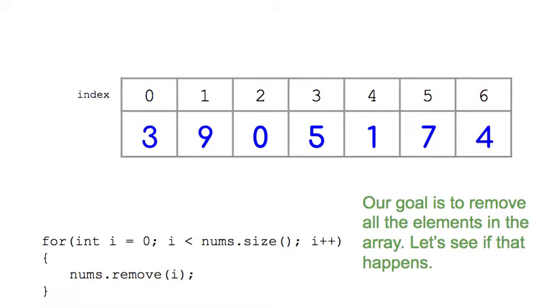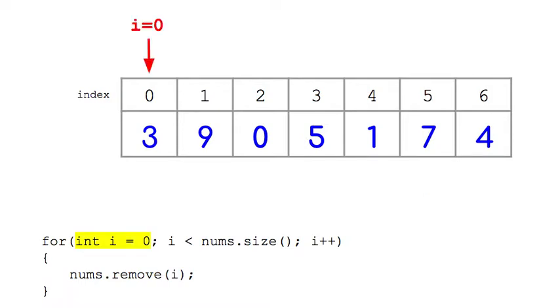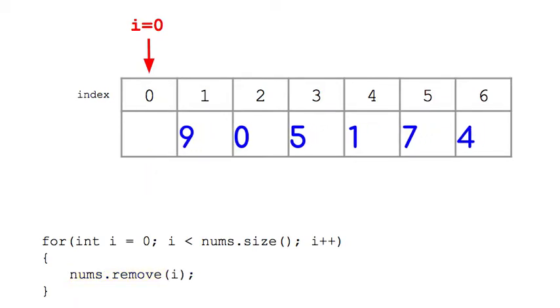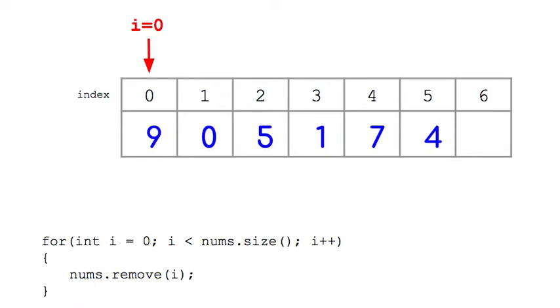So here's our sample array. Let's see what happens when we run this for loop. We start at index 0. We immediately test, is 0 less than the size of the array, which is 7, and that is true. So we go into the for loop and we start removing the element at index 0. Once it's gone, everything can slide over to the left.